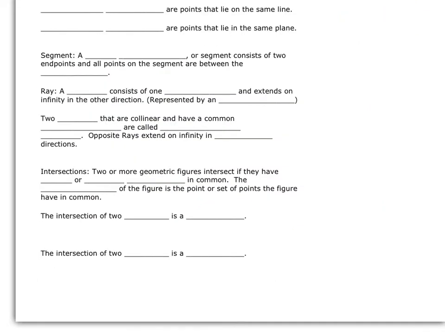Alrighty, a segment. A segment, or it's also sometimes called a line segment, mean the same thing. It consists of 2 endpoints, and all points on the segment are between the endpoints. So a segment is kind of just a piece of a line, and it has a definite end and beginning. So here you have 2 endpoints.